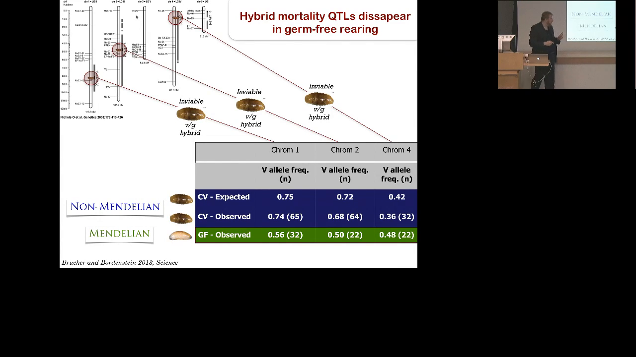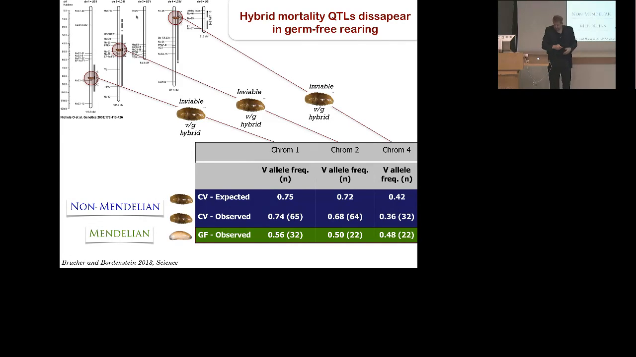So essentially what's happening here is hybrid mortality is a distortion in the abundance of the vitripennis and giraulti alleles in the hybrids. When we do the germ-free rearing, we actually can restore that distortion to normal Mendelian ratios, which shows that these alleles are contingent on the presence of the microbiome and thus the mortality to be considered QTL factors.